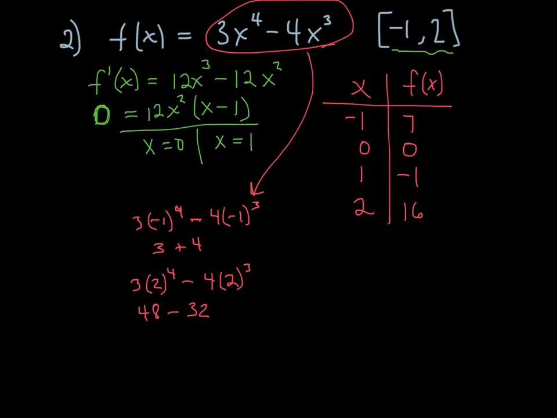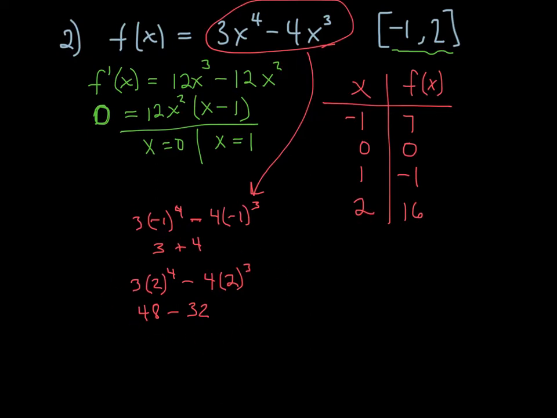And so you can see here, this was 3 times negative 1 to the fourth, which, negative to an even power, makes it positive, so this is just positive 3. And then minus 4 times negative 1 to the third, which is really negative 4 times negative 1, so positive 4. So that's where the 7 came from. The 0 is super easy, right? 0 minus the 0, so that's 0. 1 should have also been pretty easy. 3 times 1 is just 3, minus 4 times 1 is 4, so 3 minus 4 is negative 1. And then the work for the 2 is put right here.